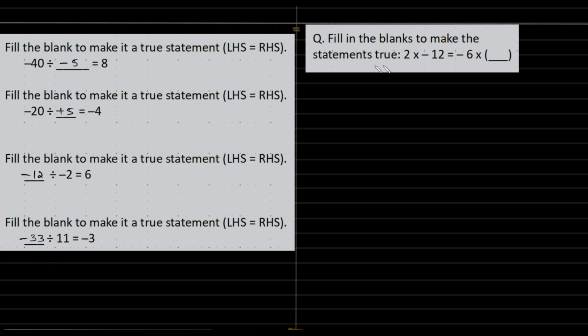Fill in the blanks to make the statement a true statement. So here too we have 2 into minus 12 is equal to minus 6 into what? Right? First we'll decide on the sign. On the left hand side the answer is negative. On the right too it has to be negative for it to be true. So this has to be a positive number. Right? Then 12 2s are 24, 6 4s are 24. Done. Okay, that's all you need to do.